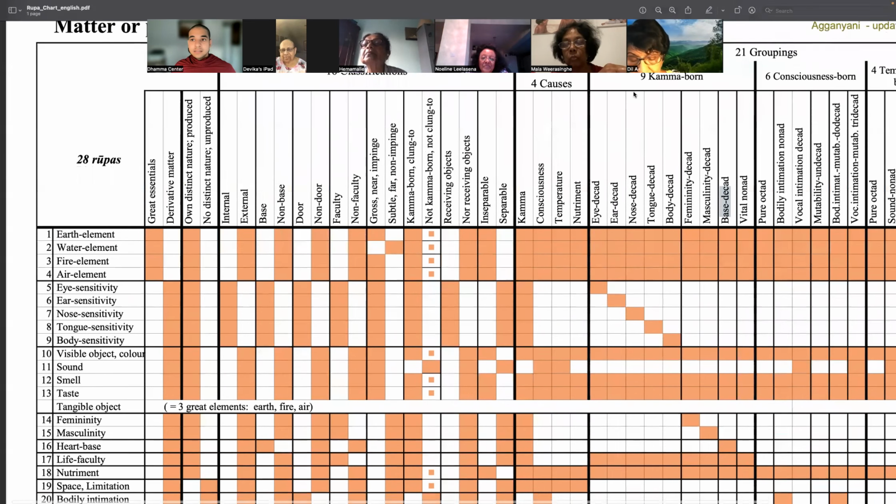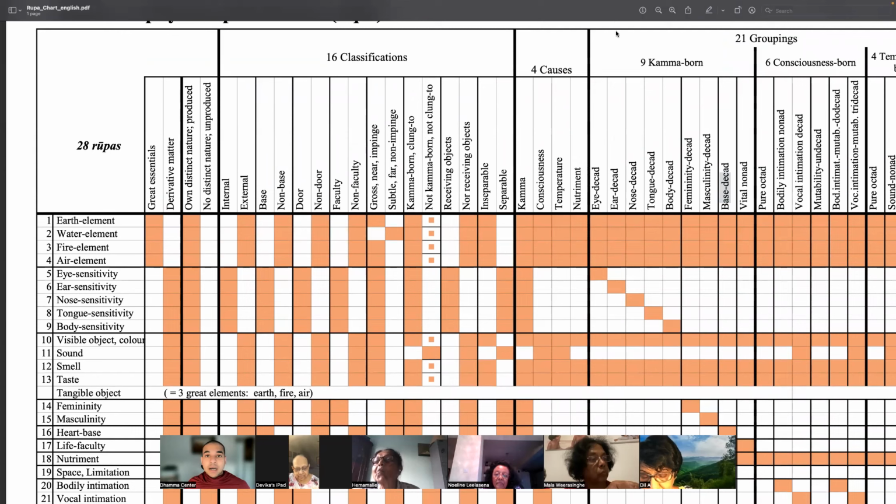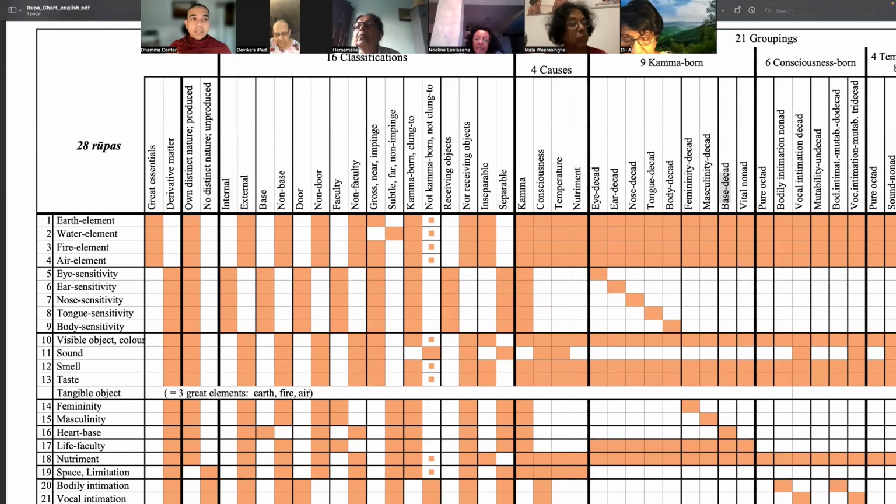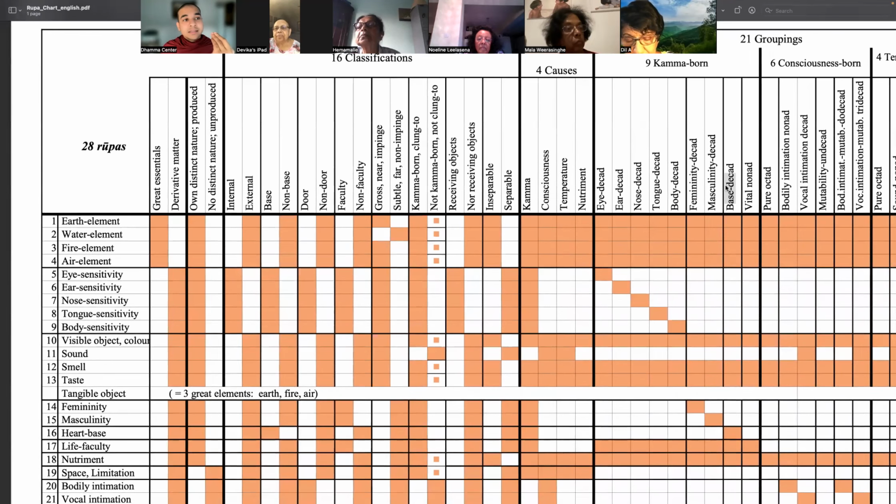Yeah, that's fine. So here, according to the book, during the time of rebirth, everyone, we have the Hadayavatthu, which comes through the base decad here. Do you understand? This one, the base decad. And then in accordance with what the sex is, it's either masculine or feminine, so we have the masculine or the feminine decad. And then there is the body decad.